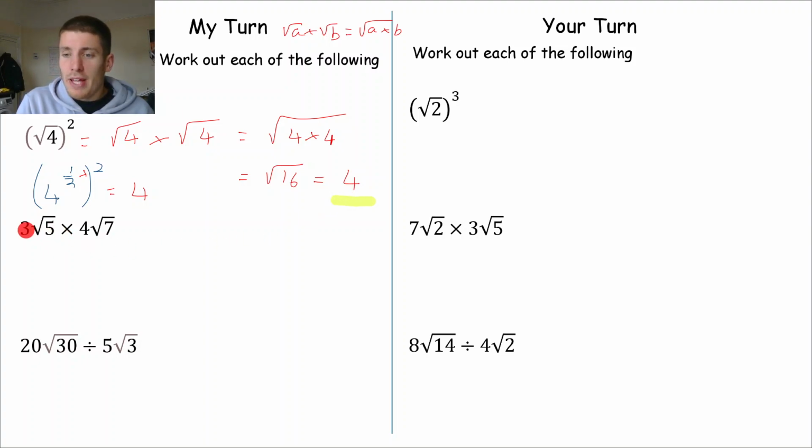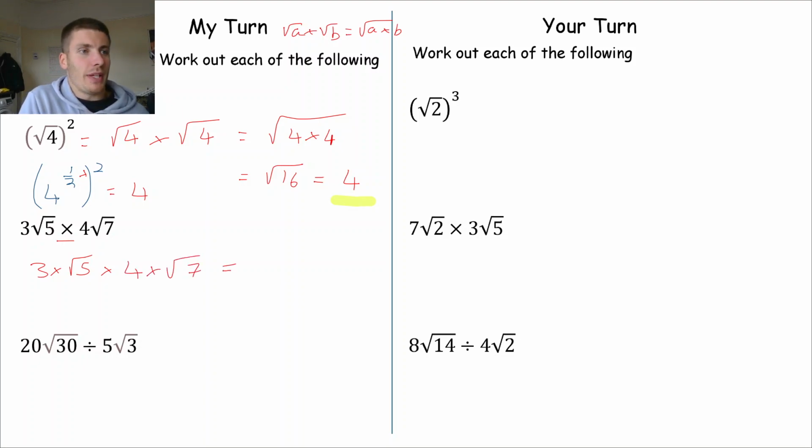Okay, next one, we've got 3 root 5 times by 4 root 7. Let's really look at this in a bit of detail. 3 root 5 means 3 times root 5. If things are grouped together, you're timesing them. So if we write this in long format, we've got 3 times by root 5. We're then timesing this by 4 root 7, which is 4 times by root 7.